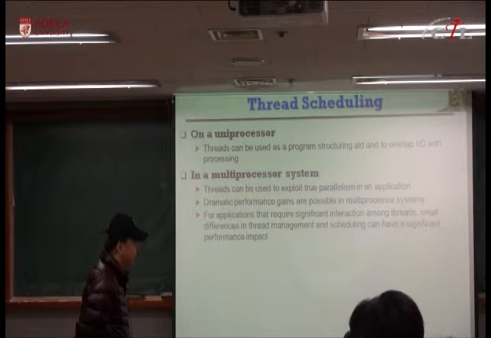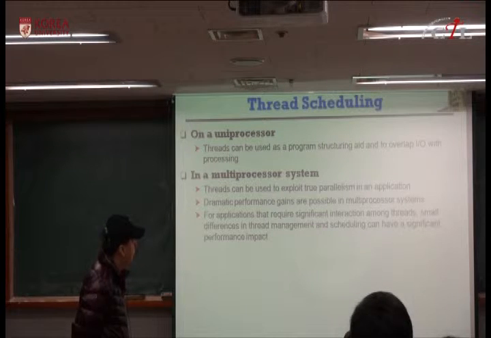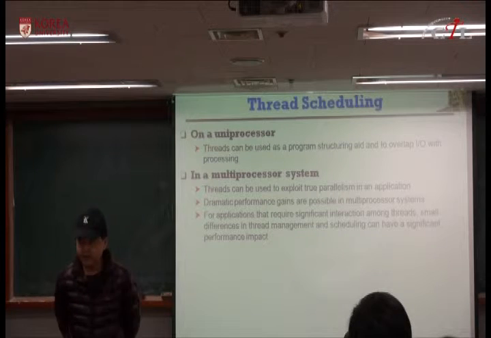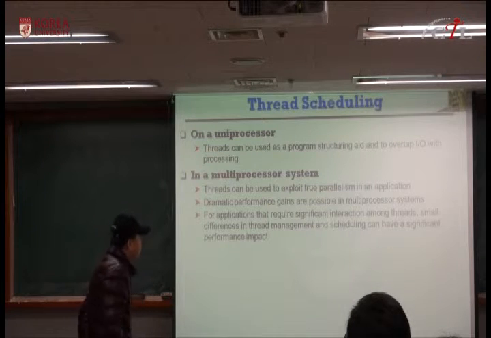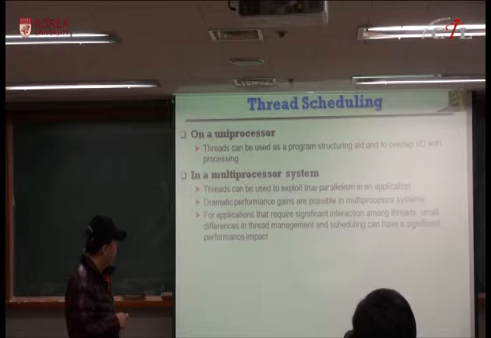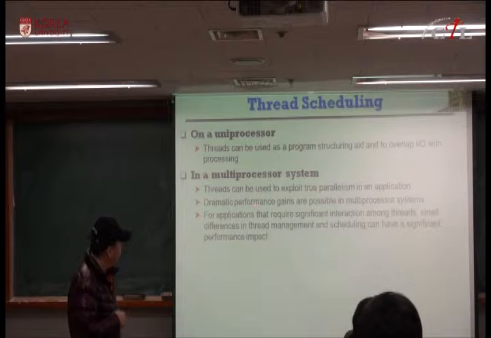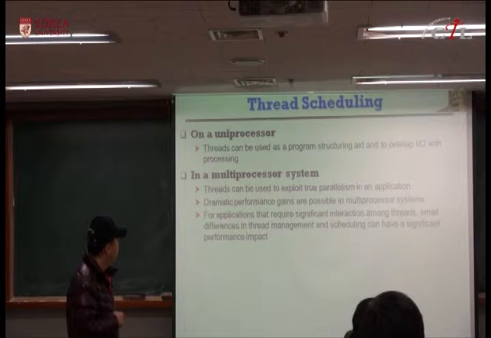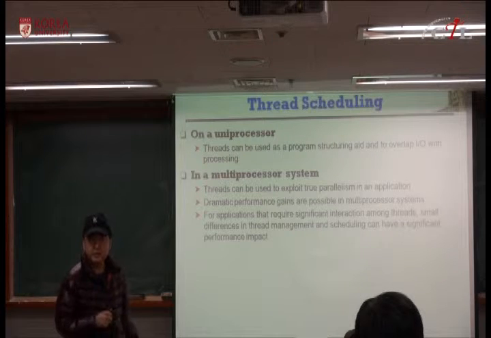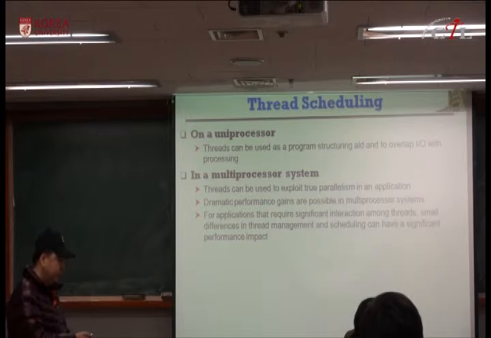Okay, let's look at this issue, thread scheduling. On a uniprocessor, threads are used as a program structuring tool and also to overlap I/O with processing, right? But in a multiprocessor system, threads can be used to exploit true parallelism. And if you are doing a good job, dramatic performance gains are possible with multi-threading. For an application that requires significant interaction among threads, small differences in thread management and scheduling can have a substantial performance impact. So thread scheduling is more important in multiprocessor than in uniprocessor.